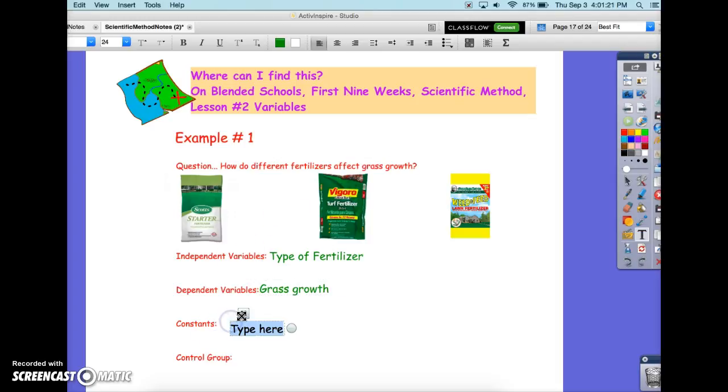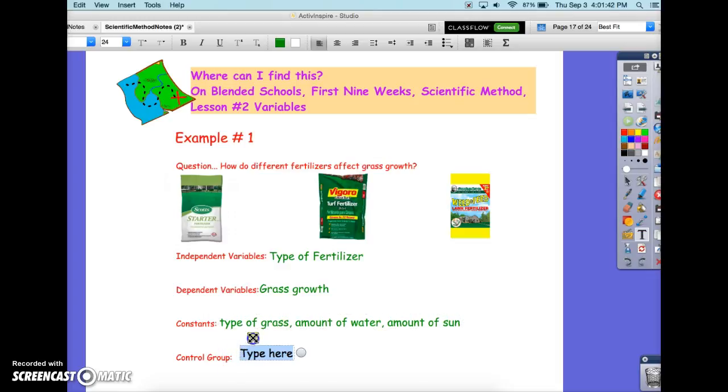Some constants that we might have, and you remember constants are things that we keep the same throughout the entire experiment. Maybe the type of grass, maybe the amount of water with the grass. How about the amount of sun? All of that is going to be the same among the different types of fertilizers that we do.